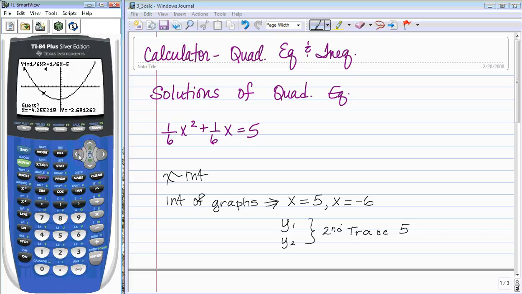And a guess is somewhere in between those two marks, and we see negative 6. Okay, so we have found it in either way.